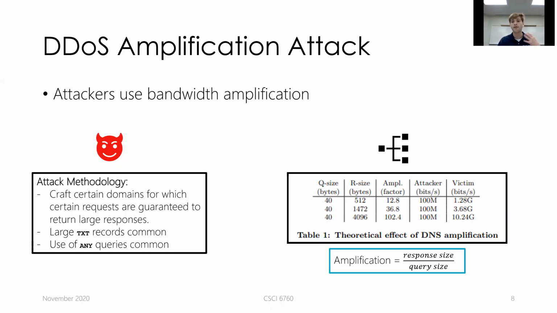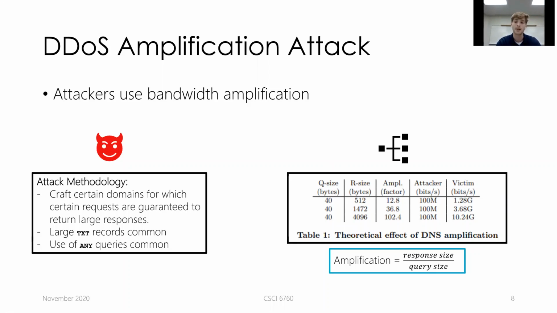One very common one is the crafting of custom domains. If I'm an attacker, these are domains that I'm crafting so that I can guarantee that for certain queries, this domain is going to return a large response. So maybe I am designing a custom domain for which, if any TXT queries are sent, I know this domain is going to return a sizable TXT record. And that is a way that attackers can ensure a high amplification factor.